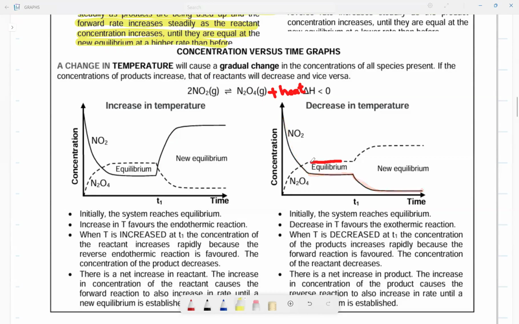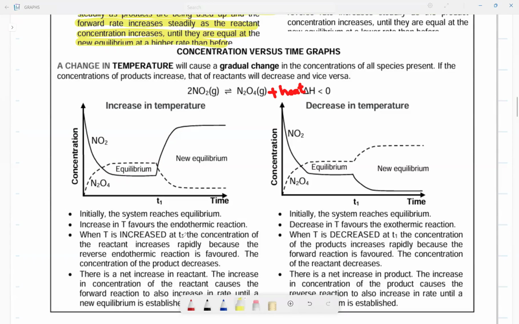At equilibrium, what is the product doing? It is increasing because we are favoring its side. Okay? Now, let's look at the statements here. It says initially the system reaches equilibrium here, right? Second bullet, increase in temperature favors endothermic reaction.